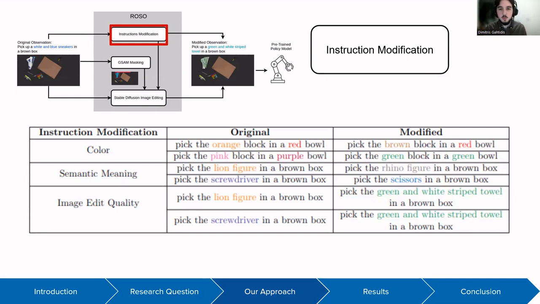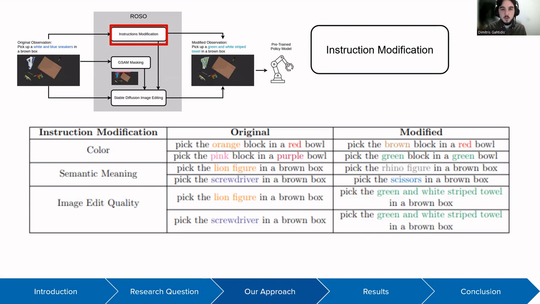Going a little deeper into the modules, the instruction modification module can modify the initial language instruction in three different ways. If the initial instruction is very color context heavy, we can just change the color of the initial object. For example, if Clipboard is aware of red but not blue, we might change a blue cube into a red cube and then have it pick and place.